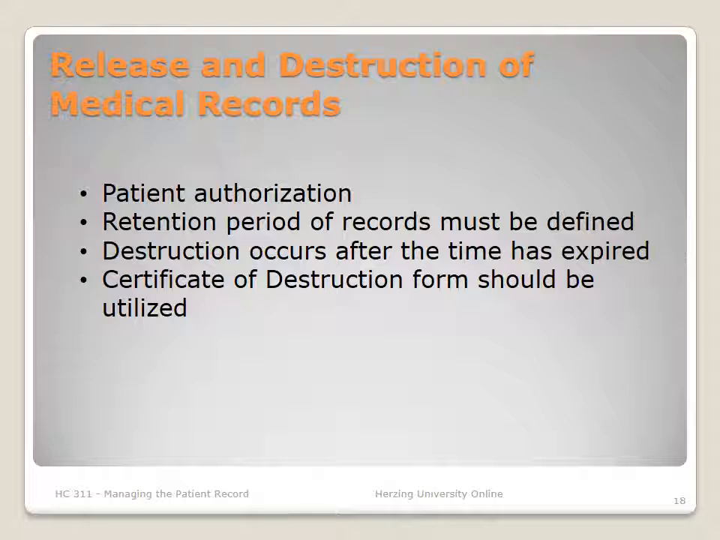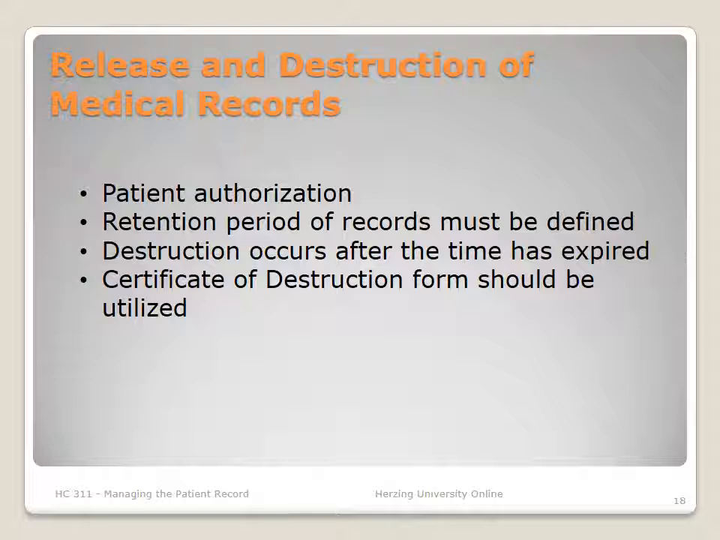We previously discussed the creation of the medical record. It is just as important to know about the destruction of medical records. Medical records are only released with the patient's permission, unless the record is being released for treatment, payment, or operations. The patient must sign an authorization form when they need copies of their own records.